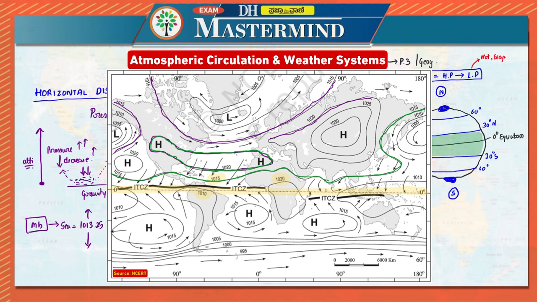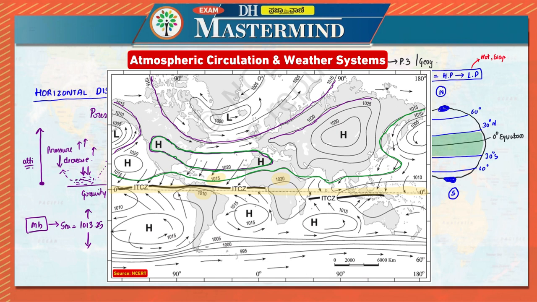Now why are these directions? What is the reason for that? What are the forces which are acting? That we'll be discussing further. But this is how isobar is. So isobars are lines which are connecting the places which have equal pressure.